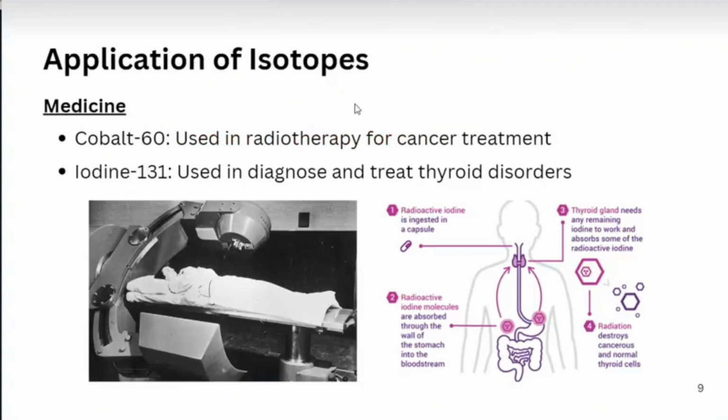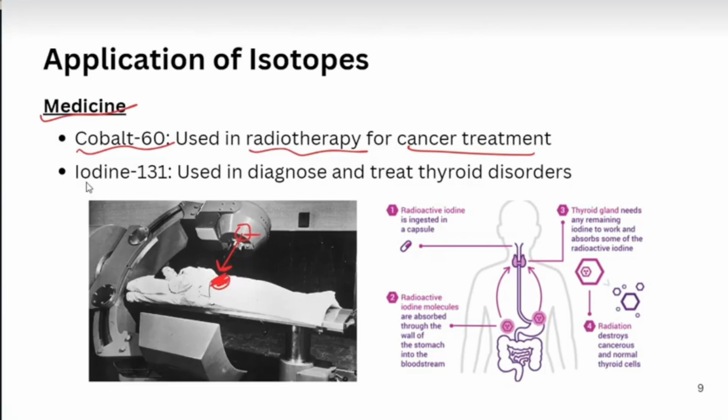So in daily life, isotopes are commonly used in, for example, the medicine field. For example, cobalt-60 is used in radiotherapy for cancer treatment. Right? For example, there's a tumor here in this person's body. So the machine will emit the cobalt-60 gamma ray. The cobalt-60 here will emit some radioactive ray, like gamma ray, to kill the cancer cells.